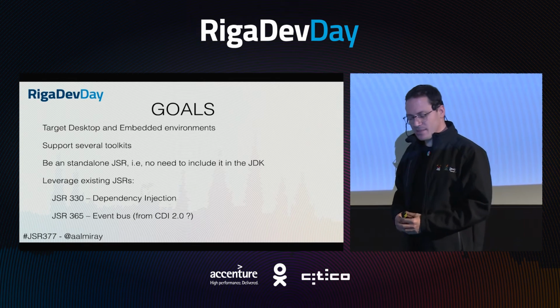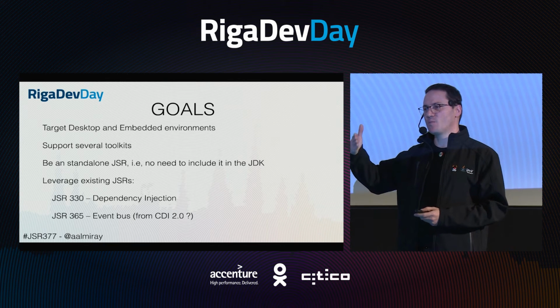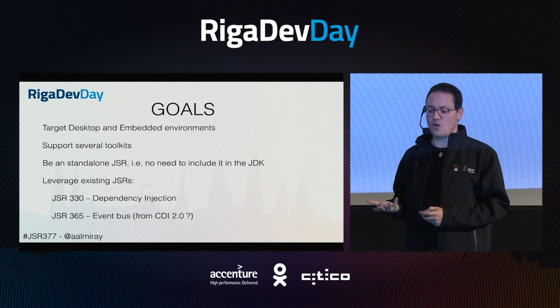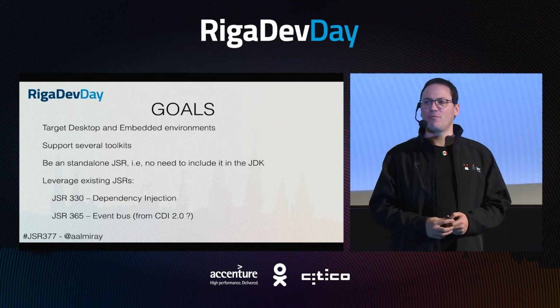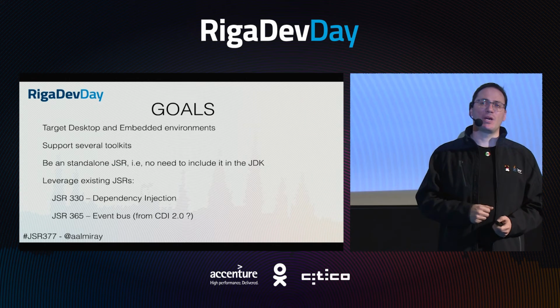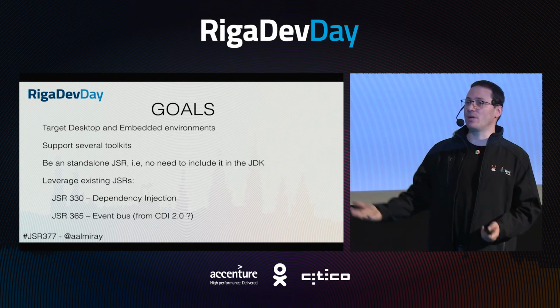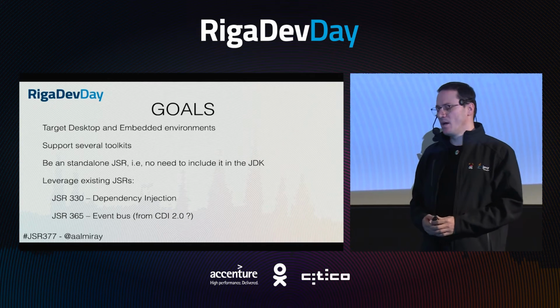We want it to be a standalone JSR, which means we will not be tied to a particular JDK release. So if we finish this JSR, the final draft, in time, then we can release it just when it's ready. We don't have to wait for JDK 9 to be ready. We don't have to wait for JDK 10 to be released because it's definitely a few years from now.